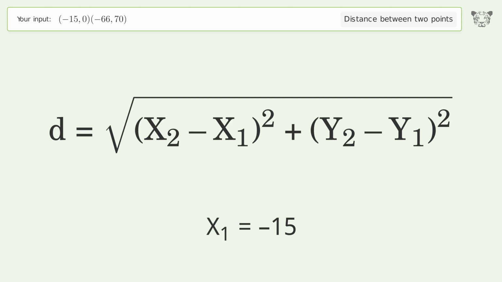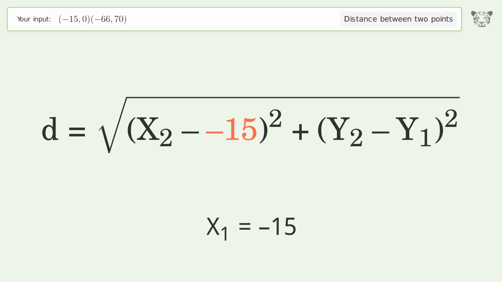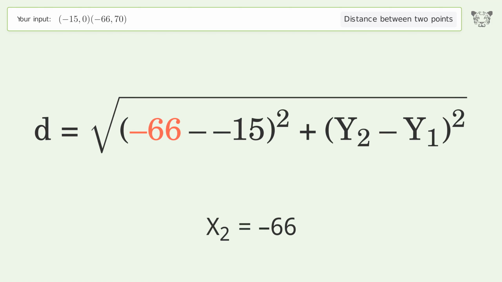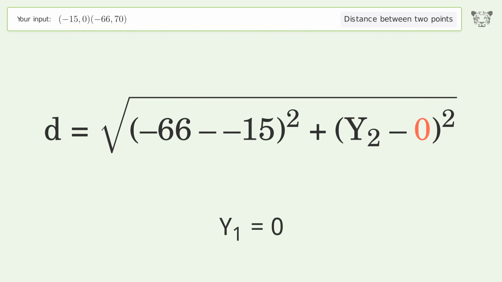x1 equals -15. x2 equals -66. y1 equals 0. y2 equals 70.